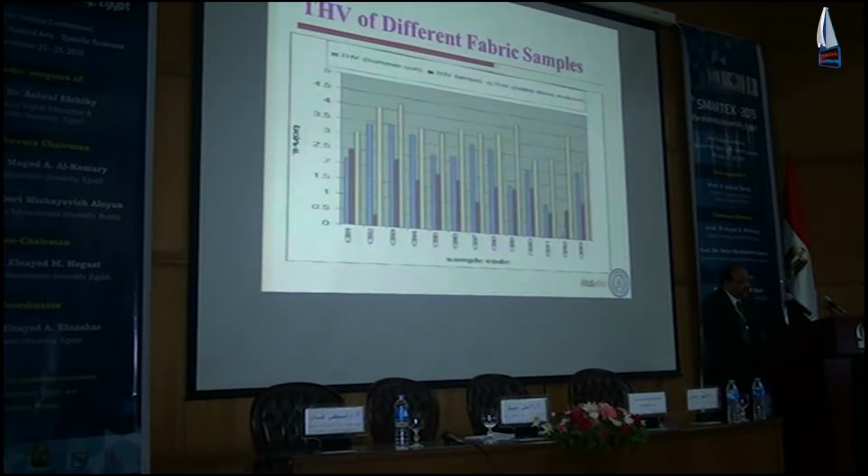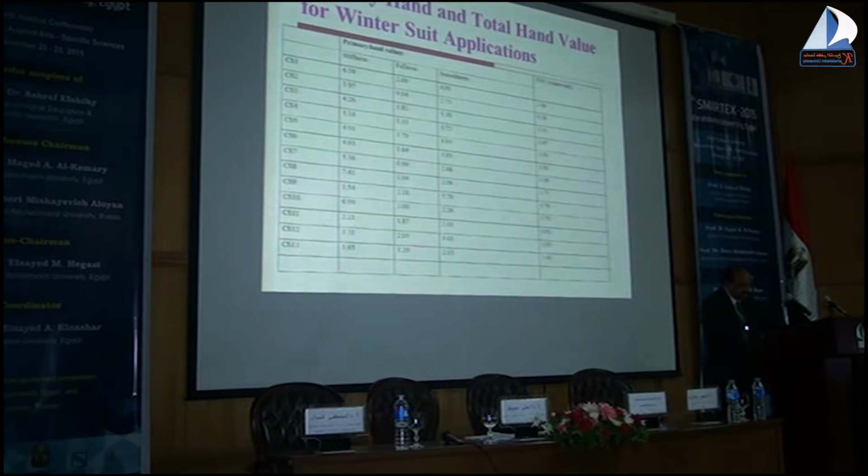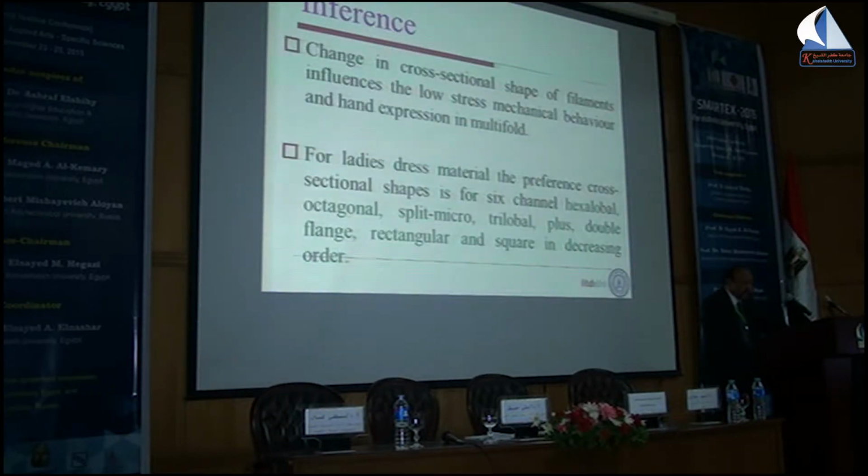And the result we got is the THB, both for winter applications and summer applications. We found there is a strong relationship between the bending rigidity ratio of different cross-sections and the hand value. So from this study, what we finally conclude is that a change in the cross-sectional shape of a filament influences the low stress mechanical properties, which is the main contributor to the fabric hand value. That is the basic finding in this research.